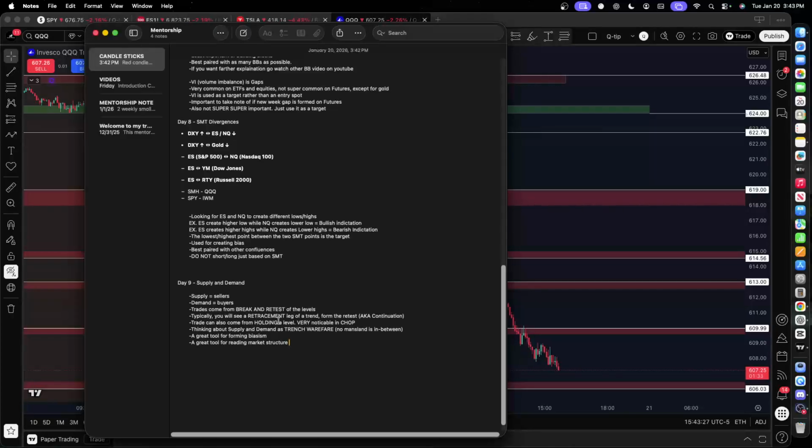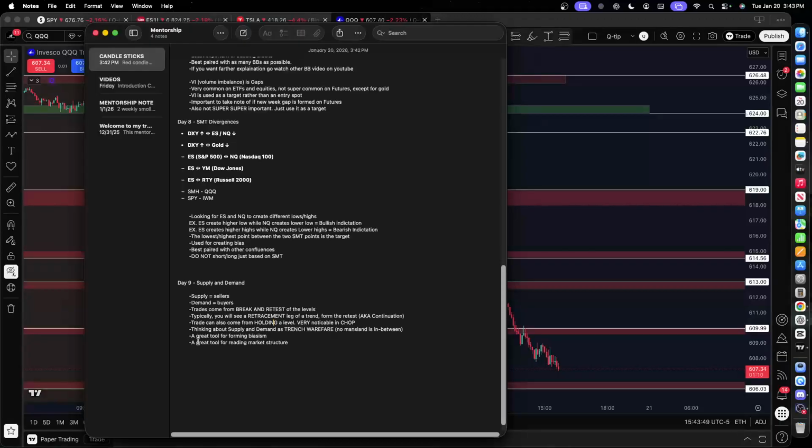Trades can also come from holding a level. So if you see it bouncing off multiple times of, let's say, 610, right? We're just sitting there bouncing, right? You absolutely can try to scalp a trade off of 610. Understand though, these are lower probabilities than a break and retest. Why? Because that is chop and this is trend. We should already know that chop is not your friend and trend is.